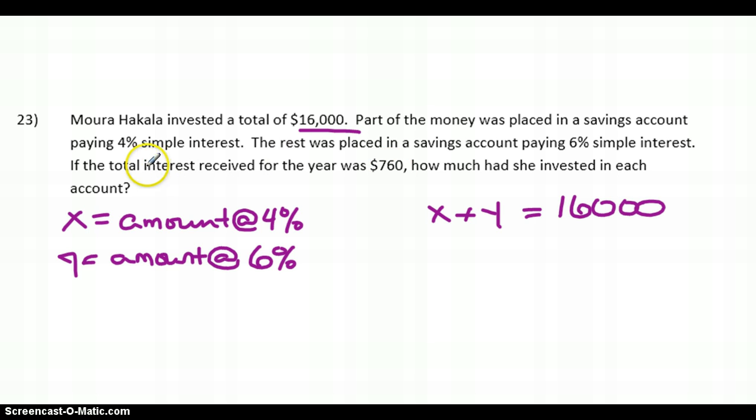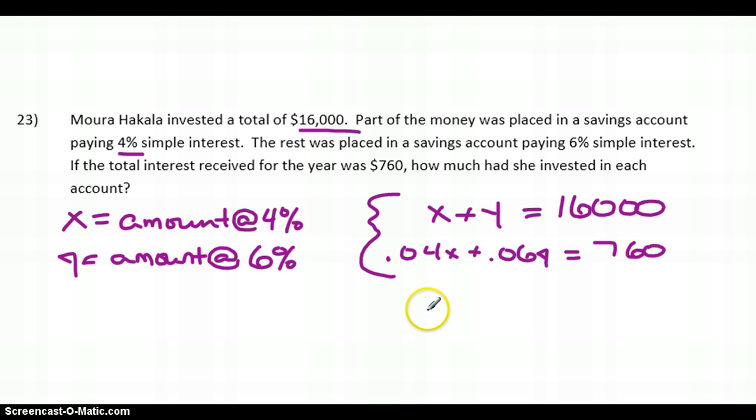My next equation, I need to know about interest a little bit. And so my interest, I'm going to have 4% rate for the first account. So I'm going to use 0.04 times x plus all the interest I earn in the y account. So plus 0.06 times y. And these are both interests, so they're going to equal just the total amount of interest, the 760. And I've got my two equations.